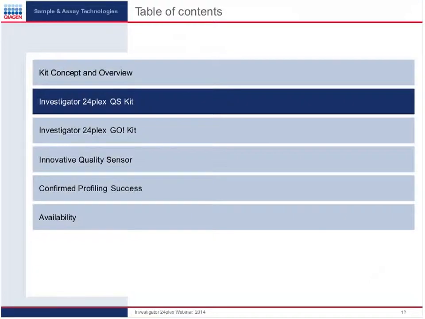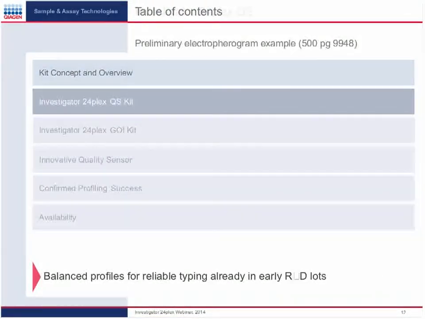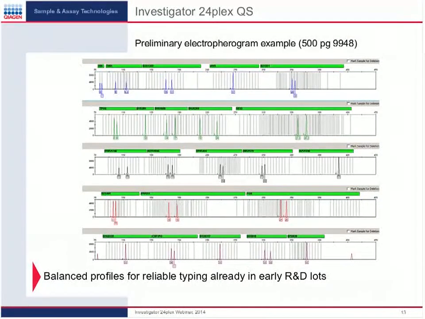After the kit overview, I will now come to the Investigator 24plex QS in more detail. So Investigator 24plex QS is intended for use with difficult samples. If you, for example, have purified DNA from casework samples, or you can also use it for reference samples.